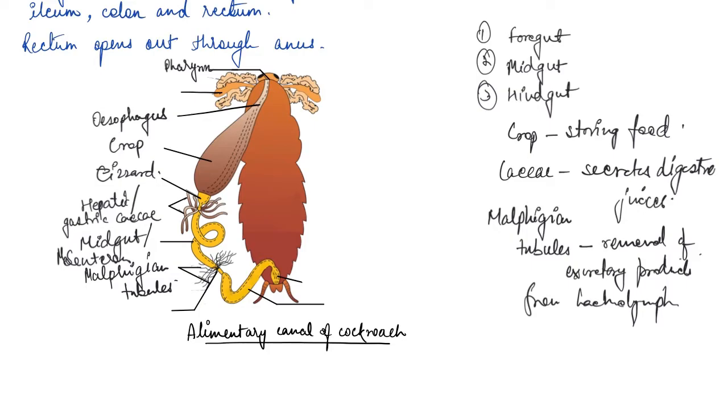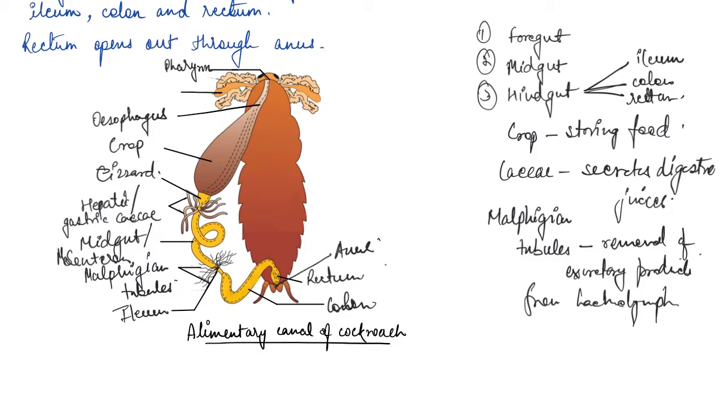After that you have the hindgut. The hindgut is broader than the midgut, and it is divided into three: ileum, colon, and rectum. The starting is ileum, then you have colon, and at the end you have rectum. This rectum opens into anus. So guys, this is the entire alimentary canal.